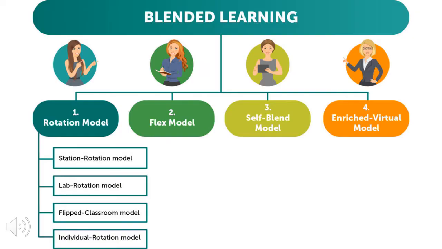This is an example of blended learning models. The first model is known as rotation models, and the types of rotation models that we can use are the station rotation model, lab rotation, flipped classroom, and individual rotation model. Another model for blended learning is known as flex model. Third is the self-blend model, and the last one is the enriched virtual model. A few slides after this will explain in detail each type of blended learning model.